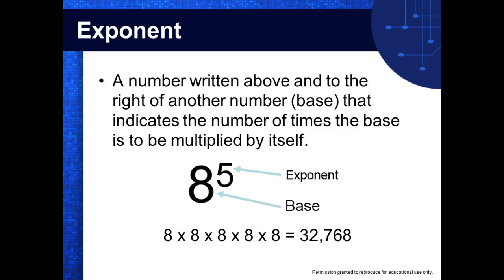So, first of all, an exponent is a number written above and to the right of another number, the base, that indicates the number of times the base is to be multiplied by itself. So if I said a to the fifth, that means we take a and multiply it by itself 5 times, which gives me 32,768. Everybody okay there? Any questions there? Y'all seen this before, right? Everybody okay?